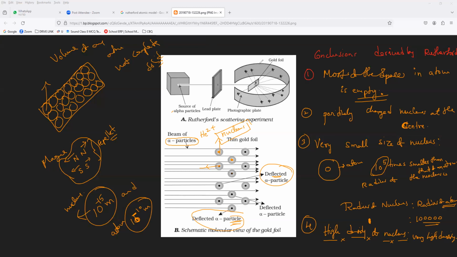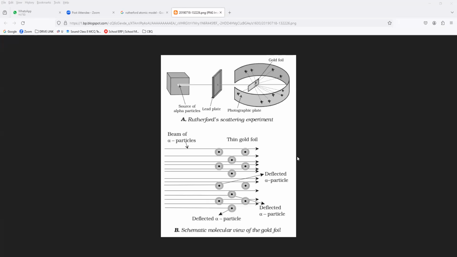Write it. So next one. So after this, we are going to study what now? Everybody, what is the model he has made? That is the Rutherford atomic model. So keep heading, everyone: Rutherford's atomic model.